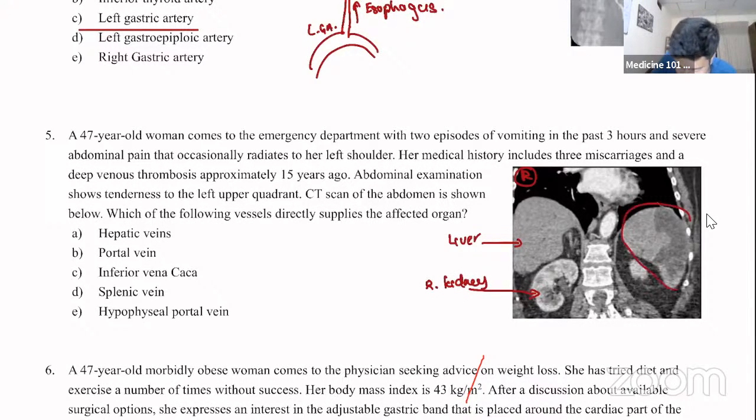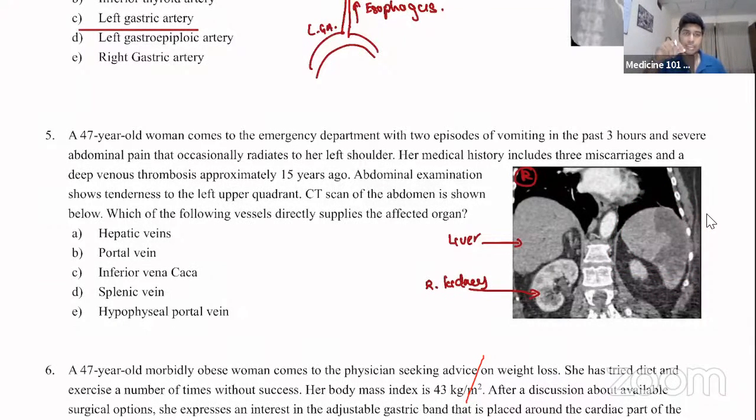And what do you think this organ is? Think carefully. Spleen. Yes. Why is it not the stomach? Not black. It should be purple. Okay.